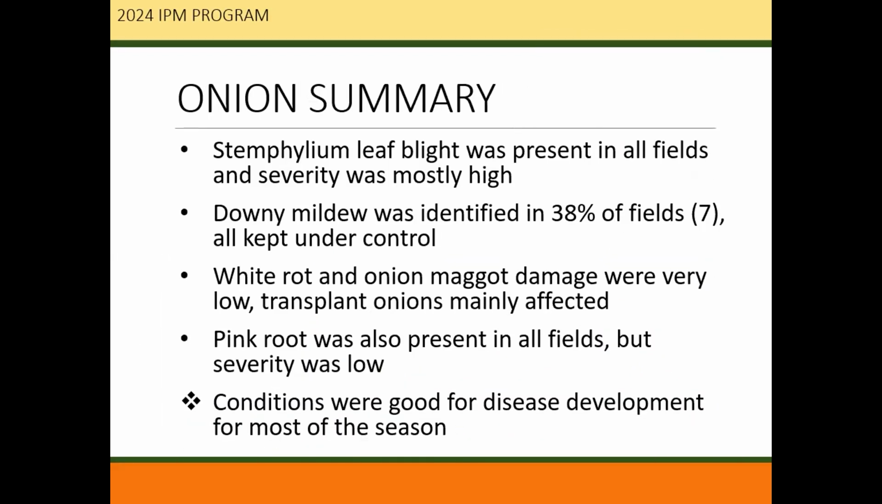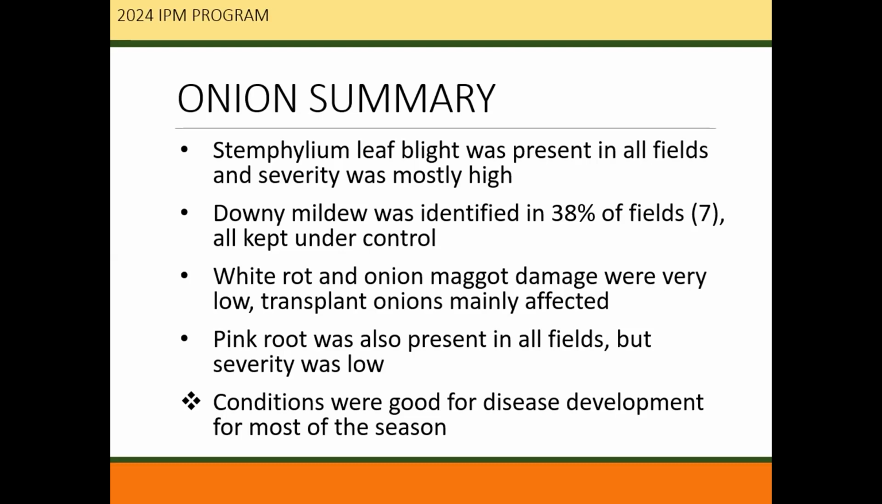So in summary for onions, Stemphylium leaf blight was present in all fields. Severity was pretty high in a number of fields as well. A lot of transplants started lodging around the end of July, and they were looking pretty good at harvest. They kind of missed that window of high Stemphylium infection. It wasn't until later on in the season when things got a little bit drier, and onions may have been slightly stressed, that we really started to see Stemphylium take hold. Downy mildew was pretty minimal last year, but it was found.